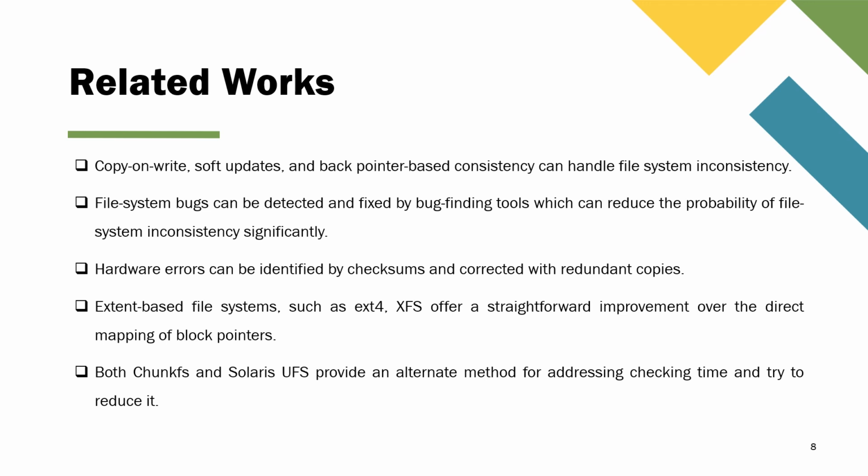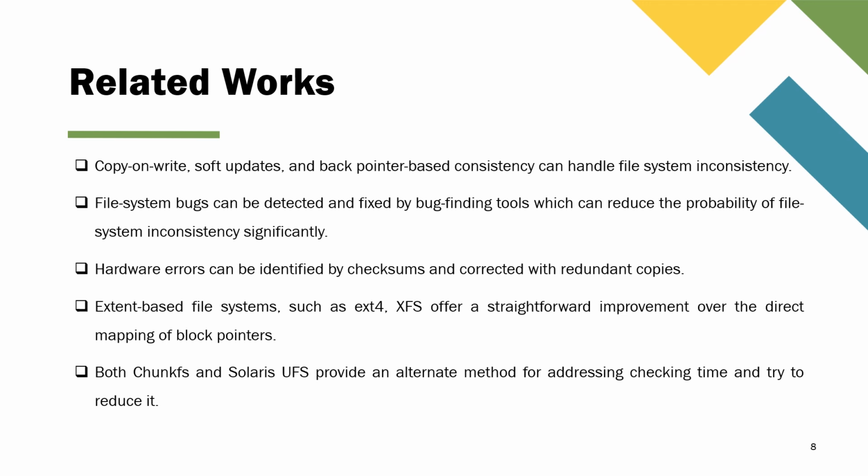The next work: extent-based file systems such as ext4 and XFS offer a straightforward improvement over the direct mapping of block pointers. The extent can significantly compress the metadata and reduce the amount that the checker has to scan if the average file size is larger and most blocks are allocated.